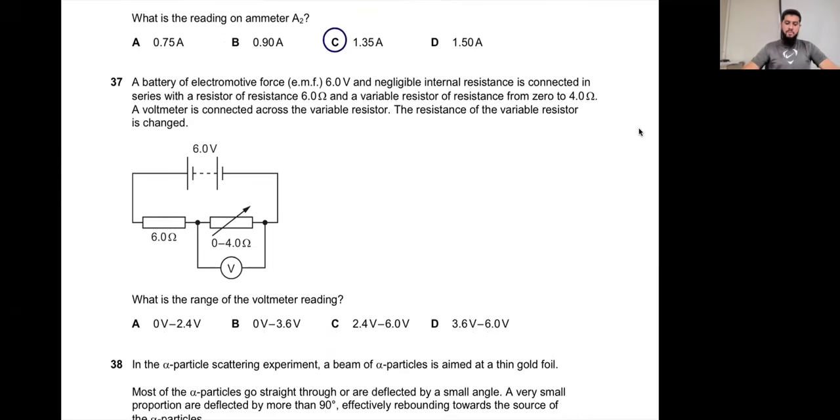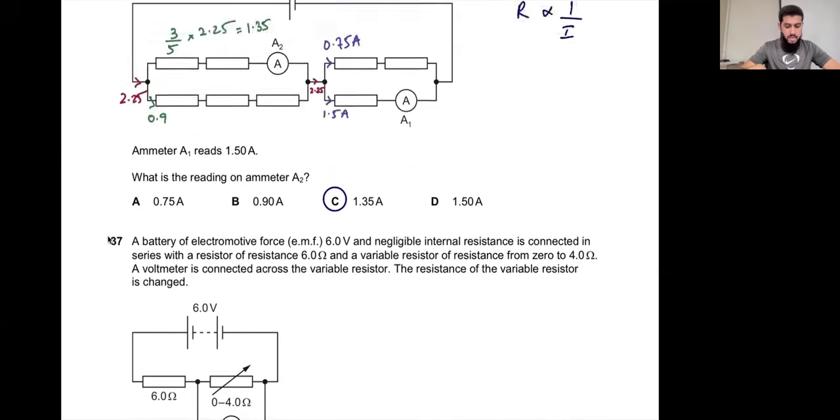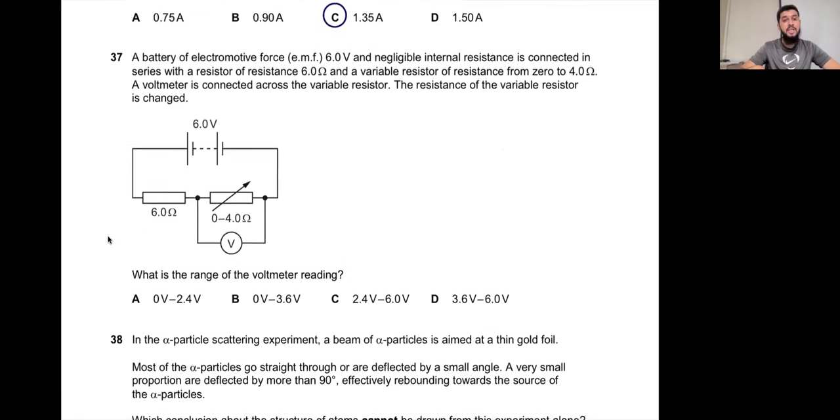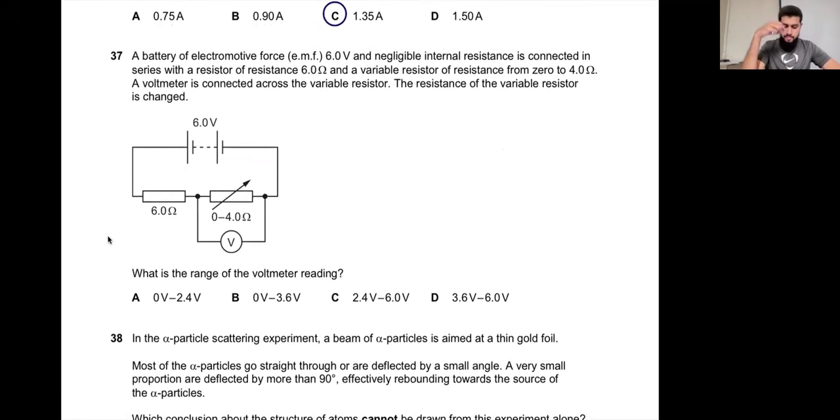A battery of EMF 6 volts and negligible internal resistance is connected in series with a resistor of resistance 6. Most common answer would be B. Maybe, yes. That is the most common incorrect answer. A voltmeter is connected across the variable resistor. The resistance of the variable resistor is changed. What is the range of the voltmeter reading?